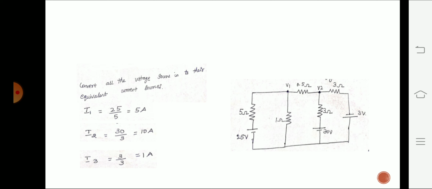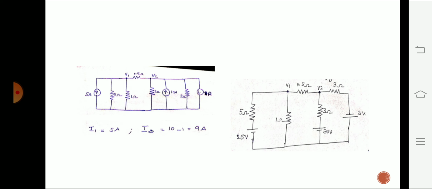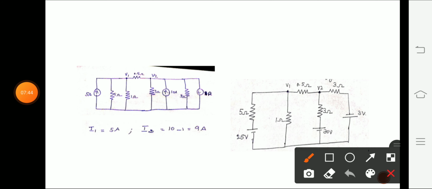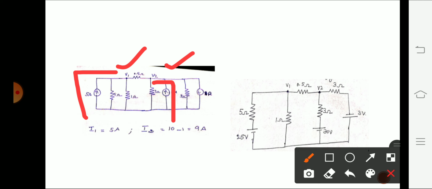In this we convert the voltage sources into current sources. We redraw the diagram like that. It consists of the 2 nodes only, V1 and V2. So we form the 2 cross 2 matrix. Here I1 is 5 amps because the 5 amps current only flows towards the node V1. And I2 is 10 minus 1 because 10 amps current flows towards the V2 and 1 amp current flows away from the V2. One is the incoming current, one is the outgoing current. So 10 minus 1 is equal to 9 amps.